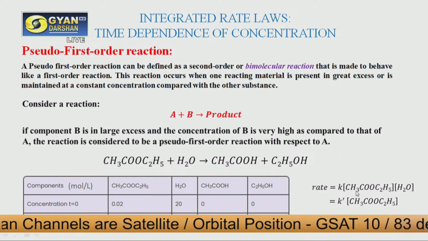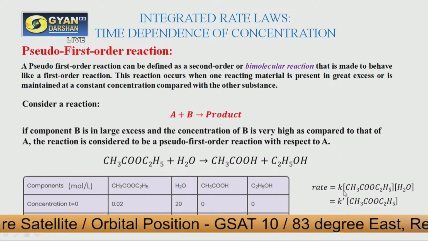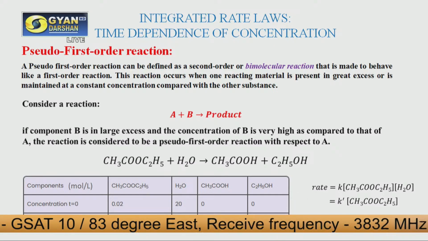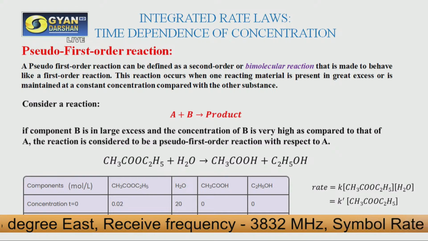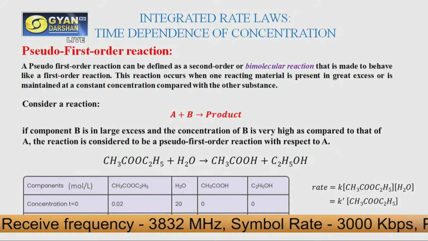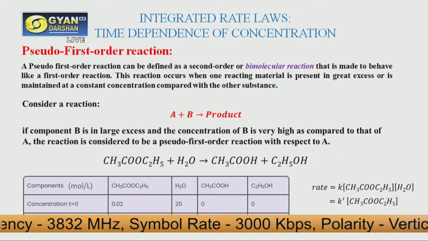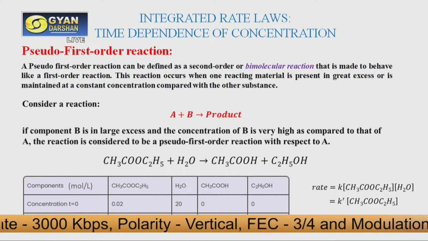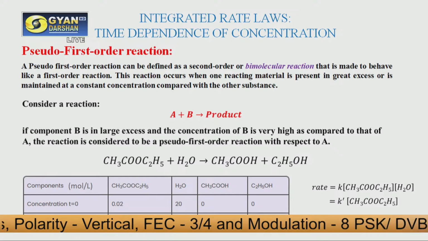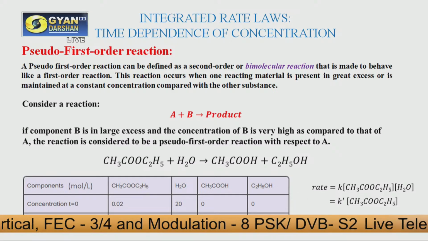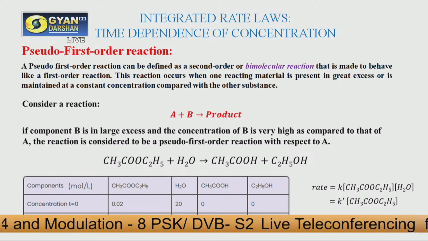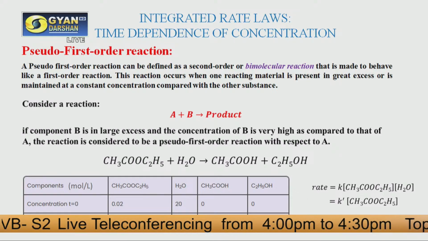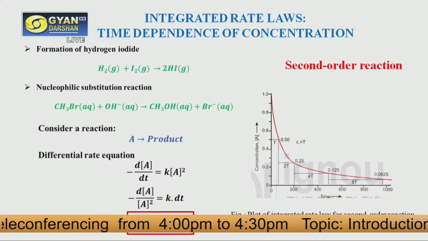Here the rate is defined by K, the rate constant, into the concentration of ethyl acetate and the water. Since the water concentration doesn't vary because it is in excess, we introduce K into H2O is equal to K prime, some other rate constant. Then the rate is equal to K prime into the concentration of ethyl acetate only, which means the rate is directly proportional to the ethyl acetate only, not the water, because the water is in excess.